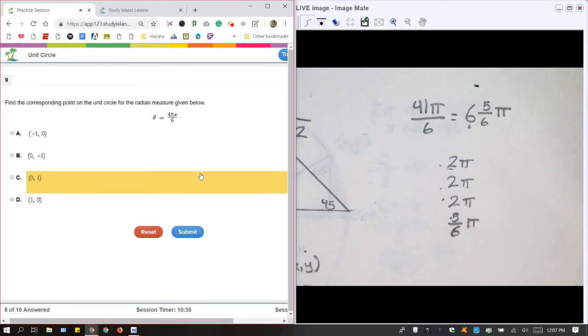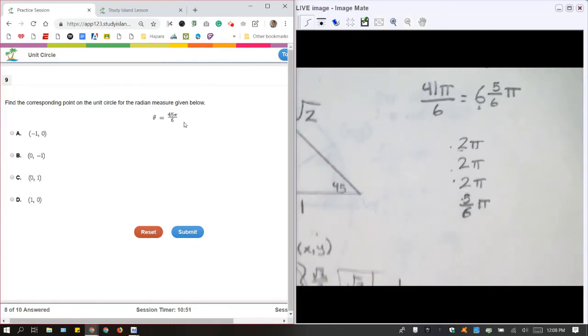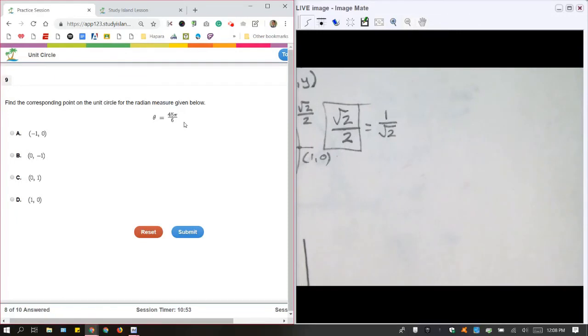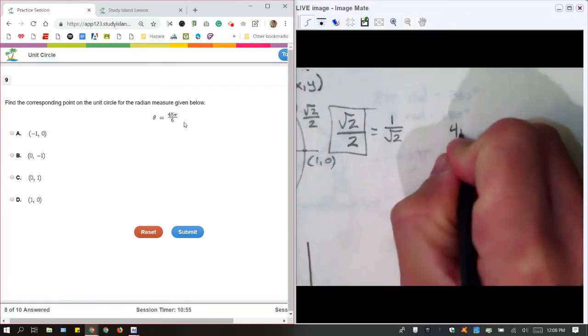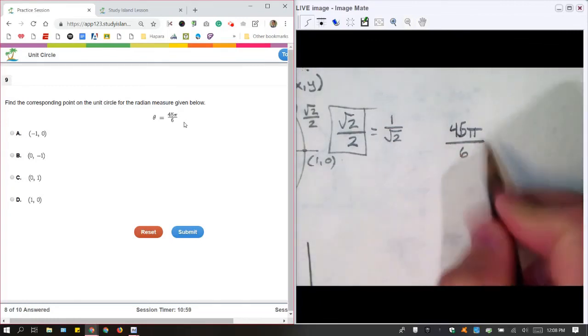Find the corresponding point on the unit circle for the radian measure given below. Again, we have 45 pi divided by 6. This is another one of those where we go around and around the circle multiple times. So let's go ahead and figure this out. If I've got 45 pi divided by 6, how many times do we go around the circle?